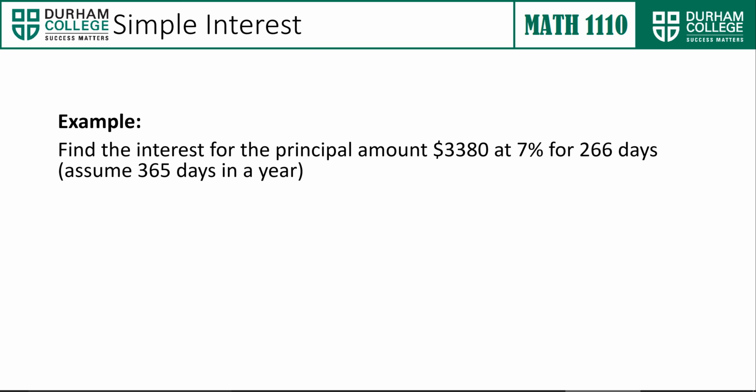So let's suppose this example. We have $3,380 as the amount, and we have 7% interest, and it has been taken for 266 days. This is the important part right now. 7% means we have to convert that into decimal, or divide it by 100, which is the same thing. But the interesting part is that we have the time given to us in days, not in years. So that means we will have to convert it into years first.